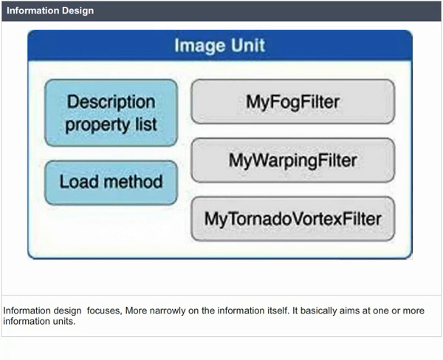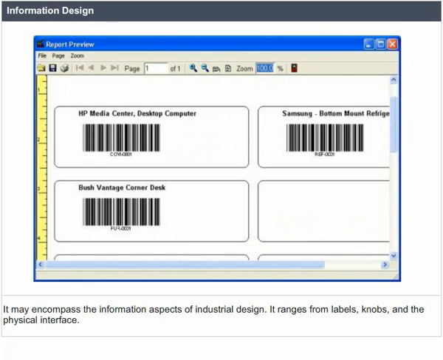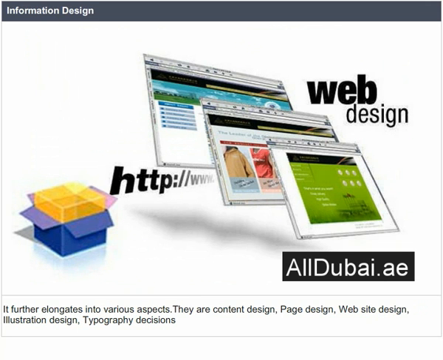Information design focuses more narrowly on the information itself. It basically aims at one or more information units. It may encompass the information aspects of industrial design. It ranges from labels, knobs, and the physical interface. It further extends into various aspects. They are content design, page design, website design, illustration design, and typographic decisions.